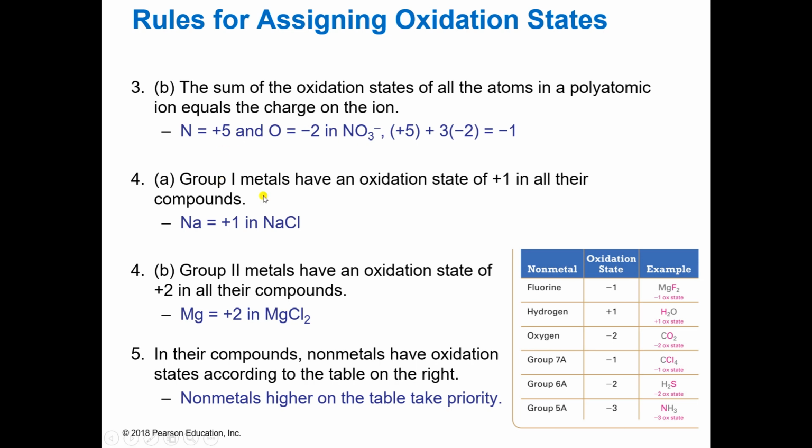Okay, another kind of group here, I don't know what happened with my numbering. Group 1 metals, all group 1 metals have an oxidation state of +1, because they will take on the charge, whatever their charge is, and for group 1, that's +1. Group 2 metals, again, will take on an oxidation number equal to their charge, which for group 2 metals is +2.